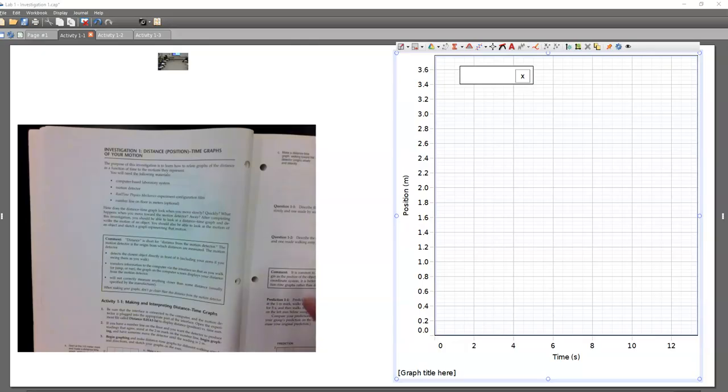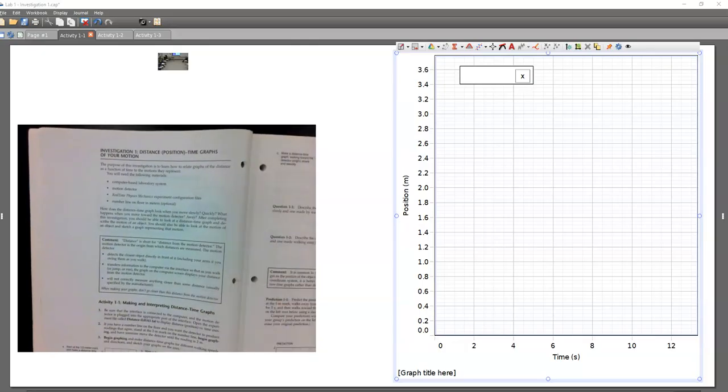So we're going to start off investigation number 1. The way the labs are set up is, of course, we've got 12 labs. Each of those labs is broken into investigations. Each of those investigations has a goal, and a series of activities which will lead us towards that goal. So in investigation 1, we're going to start off with position time graphs. The material is already set up. I got it set up properly.